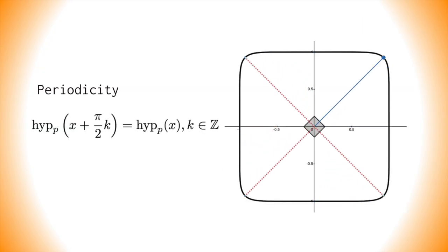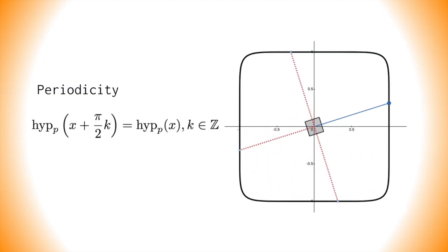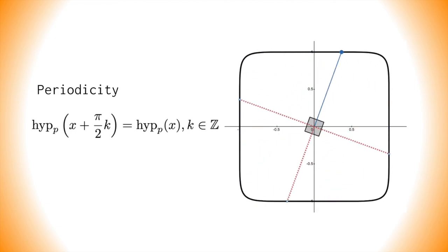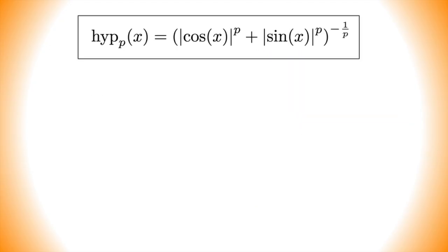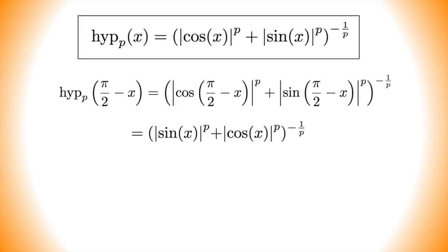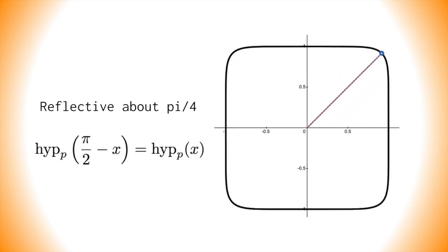Here's a visualization of this identity, with the solid blue line being hyp of theta and the dotted green lines having the same length as the blue one when they're offset by integer multiples of pi/2. Finally, we have another reflection identity, this time about pi/4. Making our argument pi/2 minus x, the trig functions end up swapping places, resulting in hyp base p of x yet again. Here's the same type of visualization as with the previous two identities.